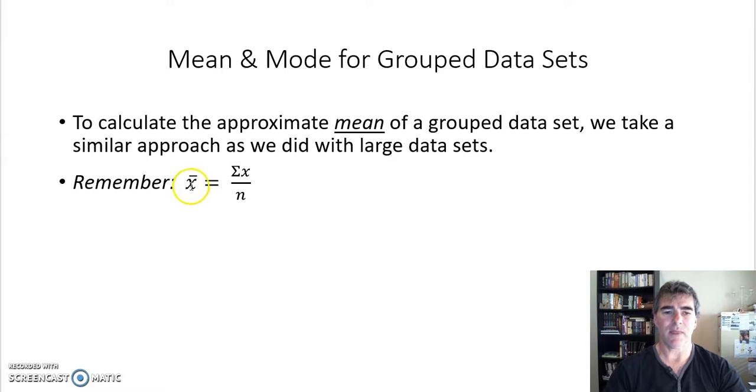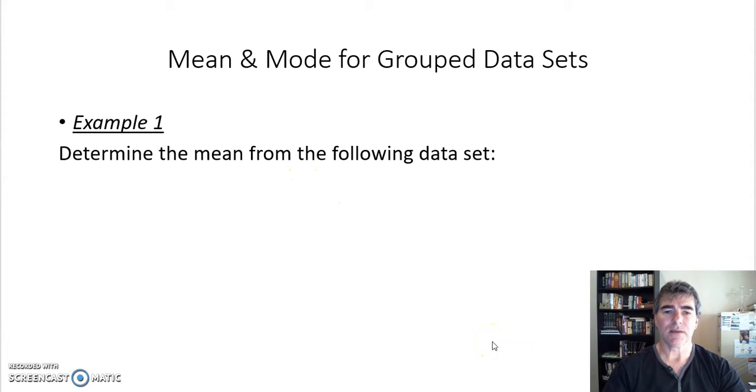So remember, that's our symbol for mean. That's the sum of the scores divided by the number of scores. Or there's another one that means the same thing, but that's our mean. That's the sum of the FX column, which tells us for large data sets our total, and the sum of the frequency column tells us how many scores there are. So that'll be the approach that we take. So let's have a look at an example then.